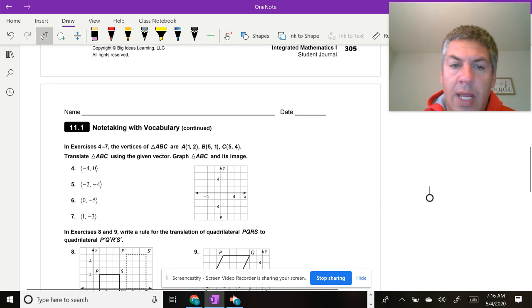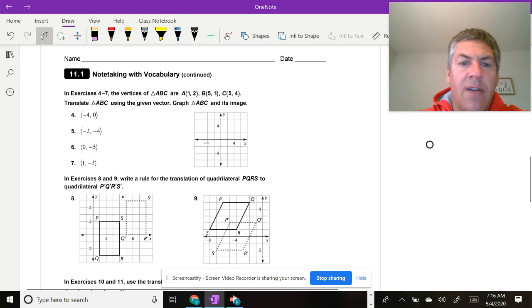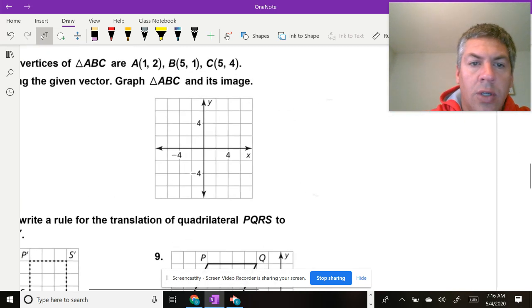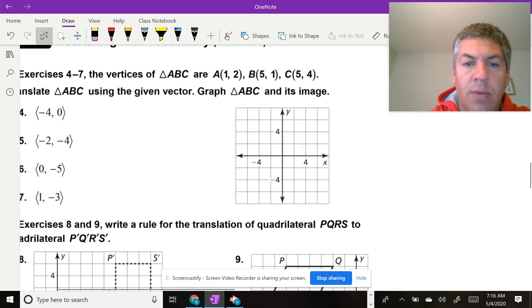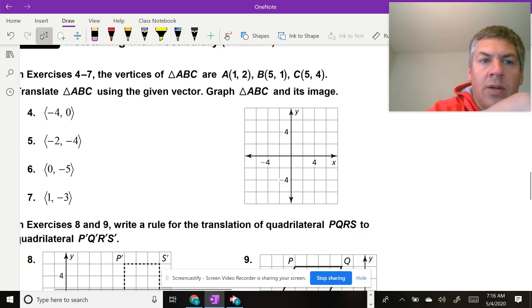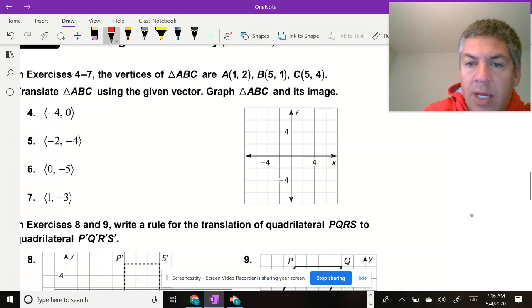All right, so now in exercises 4 through 7, we're going to use the triangle ABC, and we're going to blow this up a little bit so we can see our points. A is going to be 1, 2. So that's going to be right here. Notice how each of these values is worth 2, so I've got to take that into account. B is going to be 5, 1, which is going to be right there.